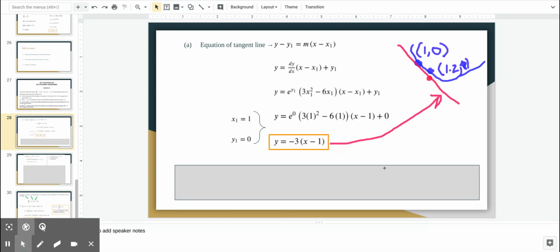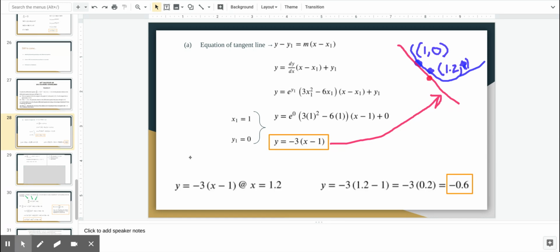So that's just sort of the theory behind it, or what you're actually doing, right? I just wanted to show you exactly what this question is asking you. To actually approximate is really easy, because you have an equation for a line, you know the x value that they want you to try and find the approximation at. So we're just going to plug 1.2 into this equation, right? So I have y equals -3 times x minus 1 at x equals 1.2. I'm going to replace x with 1.2 right there, and then I'll just solve. -3 times 1.2 minus 1 is 0.2. I get -0.6 is my answer. Okay, and that's all of part A.